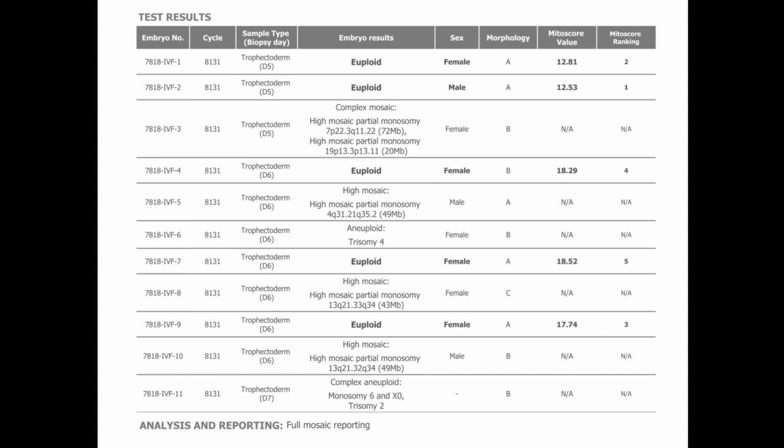So ironically, my little boy embryo is ranked at number one. That one has a morphology of A and the lowest mito score, which equals to the best ranking. And then the girls followed.